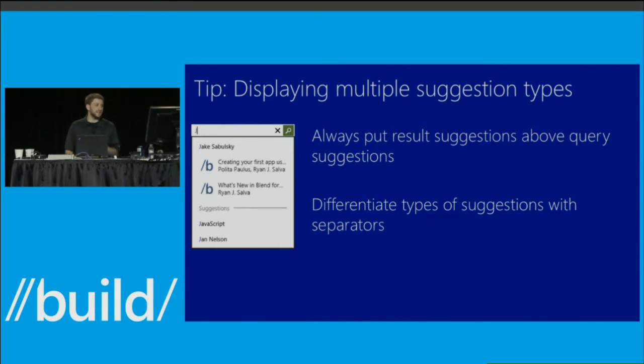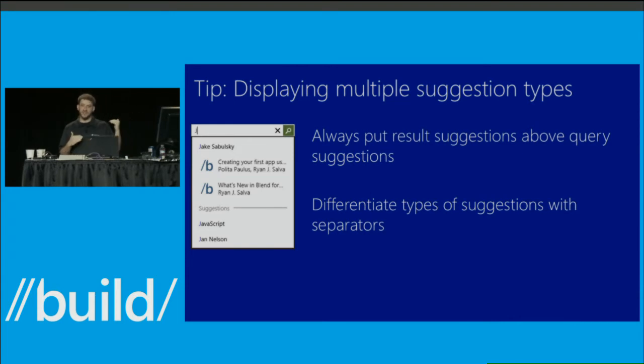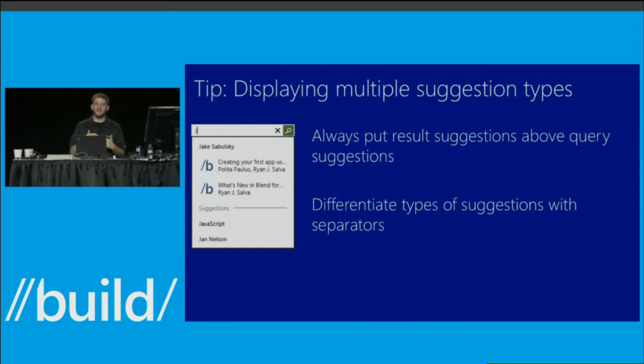And then the last thing is about putting separators between different types of suggestions. And that's true in this example of result suggestions and query suggestions. But let's say you were building a music app and you wanted to differentiate between album suggestions, artist suggestions, song suggestions. It's great aesthetically to separate out the list, but its primary use is in efficiency. Because if a user can parse the list faster, that means they can get to the suggestion they want faster. And I keep bringing this back because that's what this is all about.